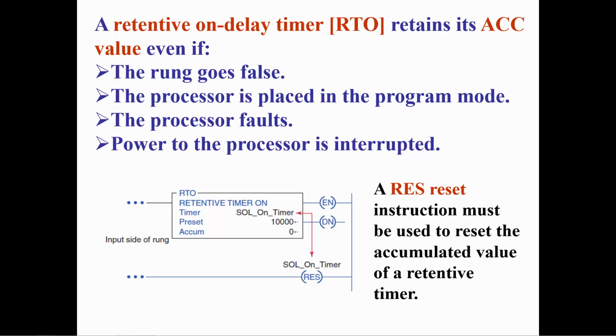The retentive timer retains its accumulated value if the run goes false, the processor is placed in the program mode, the processor faults, or power to the processor is interrupted. When you do wish to reset the accumulated value to 0, you can use a reset instruction. The non-retentive timer's accumulated values would be set to 0 under these same circumstances.